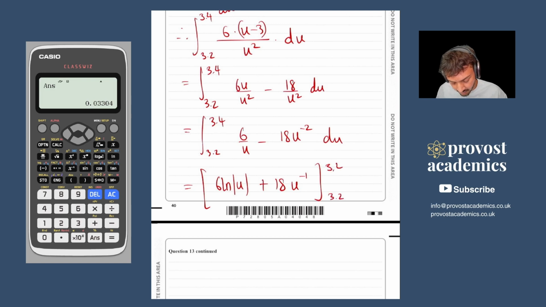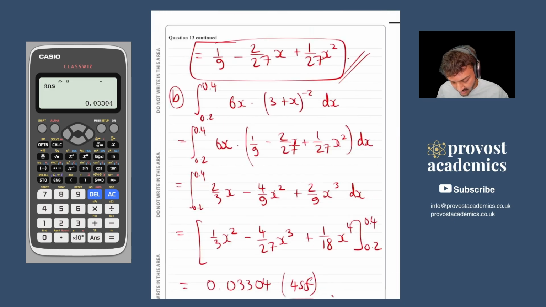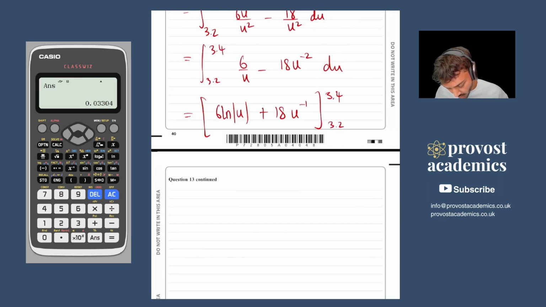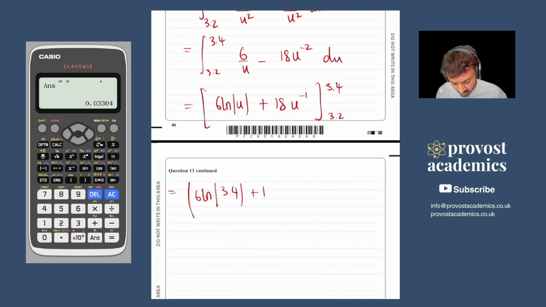3.2 and 3.4. So this is an exact answer question, right? Yeah, it's an exact answer. Okay, so let's start by subbing in some numbers, and we'll see how that goes for us. So let's sub in the first limit. Sorry, apologies. So if we sub in 3.4, I get 6 ln of 3.4 plus 18. I'll just compute that numerically because I can just use my calculator for that.